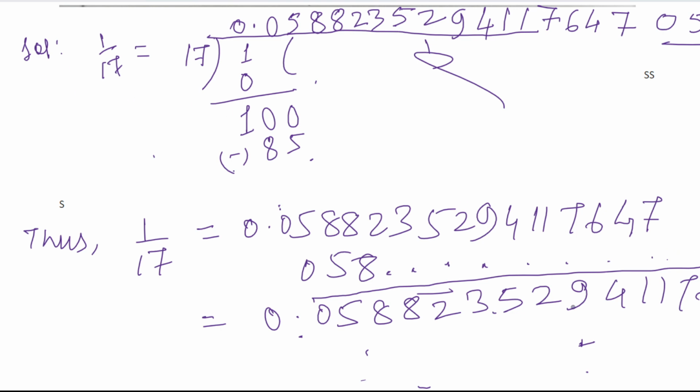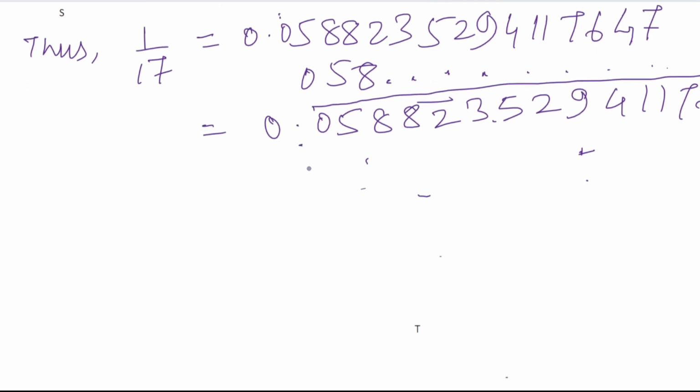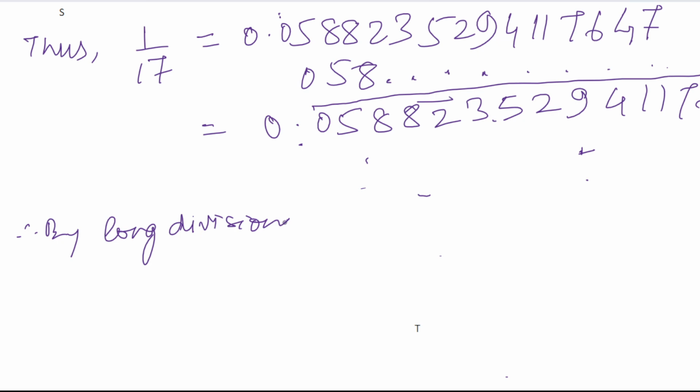So this is the long division process, which is very lengthy, but still I have shown you. After that, what was the question? The question asked was to divide by the long division method and check my answer. So by long division, after the decimal point, how many digits are there? 1, 2, 3, 4, 5, 6, 7, 8, 9, 10, 11, 12, 13, 14, 15, 16.